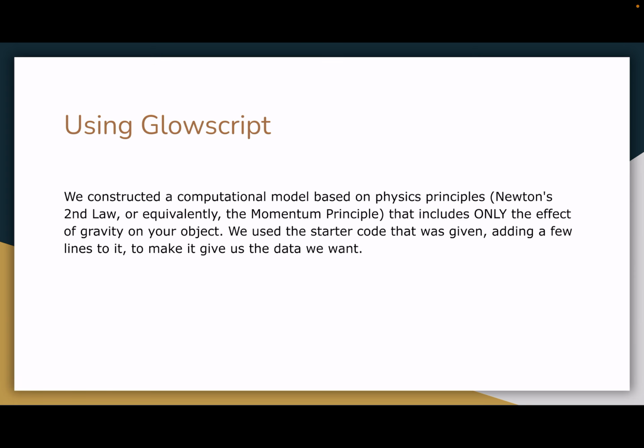Now, using GlowScript, we constructed a computational model based on physics principles like Newton's second law, or equivalently the momentum principle, which includes only the effect of gravity on the object. We used the starter code that was given, and we added a few lines to it to make sure it gave us the data that we wanted.